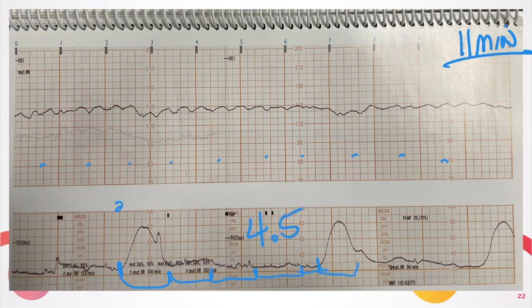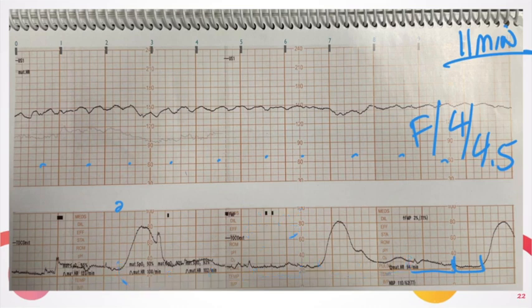1, 2, 3, 4. So here my frequency is 4 to 4.5. My duration, let me get an eraser because it's confusing me. All right, let's do our duration together here.